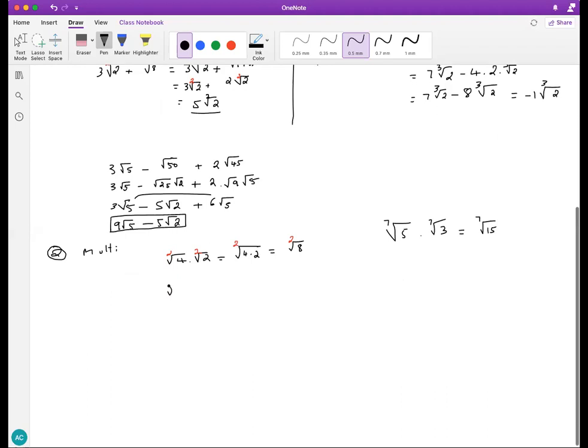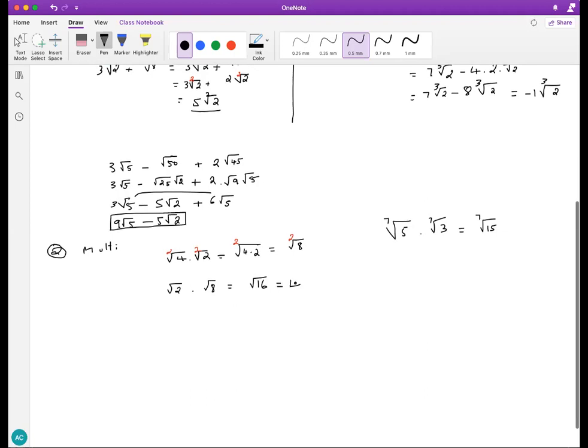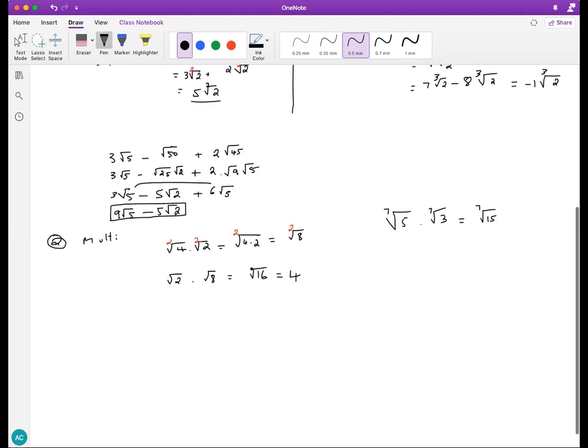Let's say radical 2 times radical 8. What is this equal to? 16. Radical 16. Right, which is? 4. That's right, it's 4. So by default, again, this is square root. If it's invisible, that means it's 2, or square root of 16.